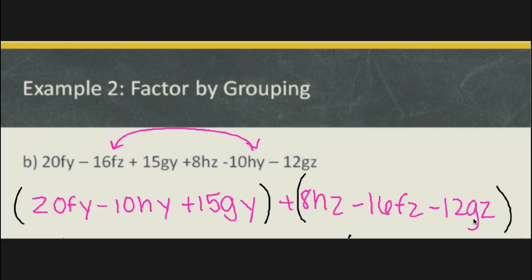Once you have all the Y terms at the beginning and all the Z terms at the end, we're going to take out our GCF. So here we have 20, 10, and 15. Each of those divide by 5, and each term contains a Y. So I'm going to take out a 5Y. Here I have an 8, a 16, and a 12, so they all divide by 4 and Z.